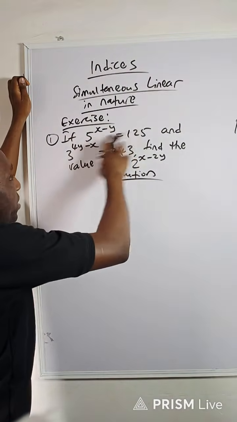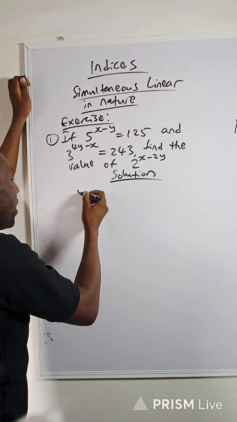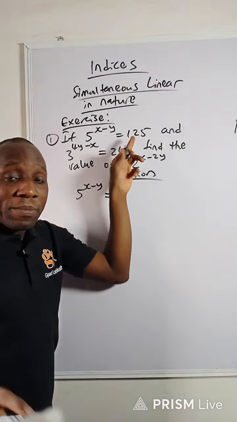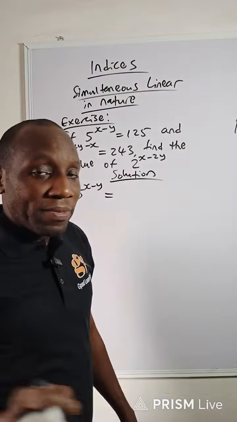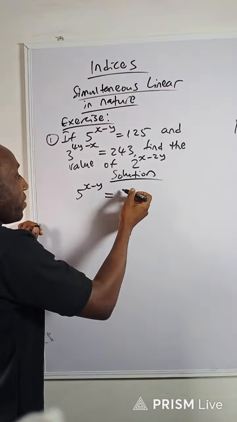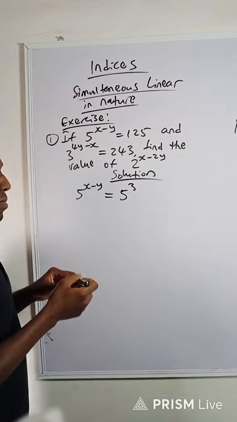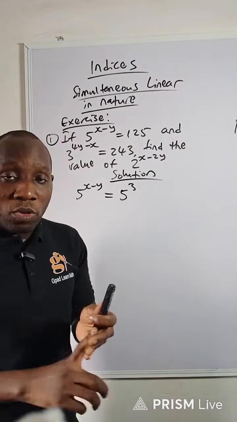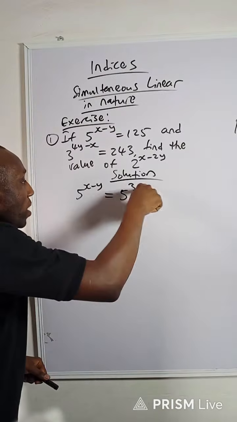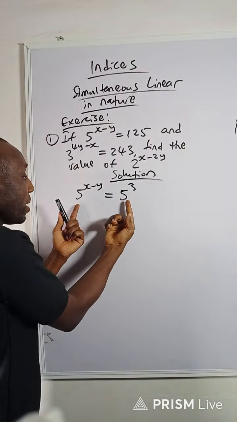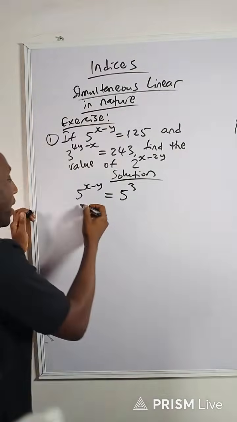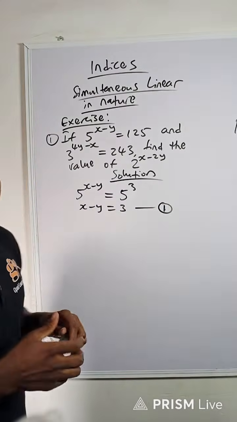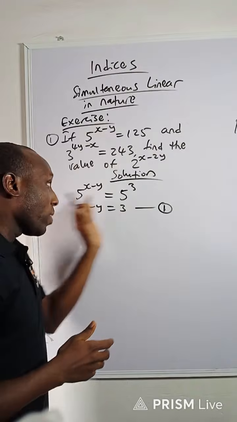So let's start with the first equation. We have 5 raised to the power of x minus y equals 125. 125 can be expressed as a power of 5. Yes, so I can write 5 raised to the power of 3. Do you know that? 5 times 5 is 25, times 5 is 125. So I can equate the exponents since they have the same base. So I have x minus y is equal to 3. Such a sweet and simple linear equation. So we're done with the first one.